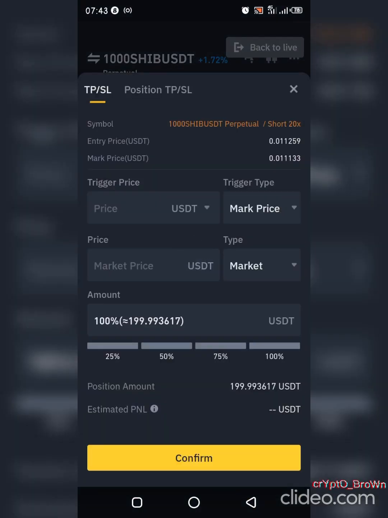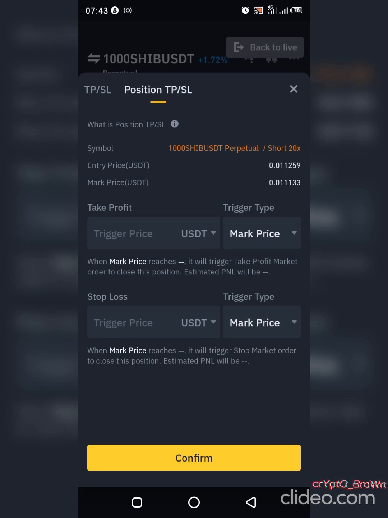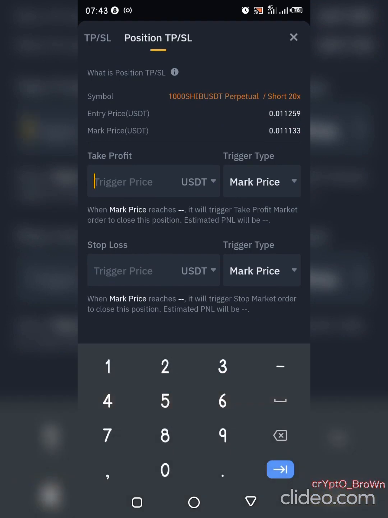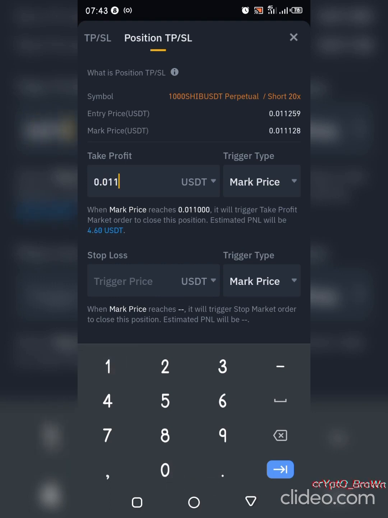When you click on the button, you select position TP/SL. Select this button over here, and then you enter the price at which you want to take profit. So this is the current price or the entry price, and this is the mark price. The mark price gives you the current market price, so that's why it is called mark price, the market price. So we have 0.0111. We want to take profit when the market reaches 5.9. So when market price reaches 0.011159, it will trigger take profit market order to close the position.